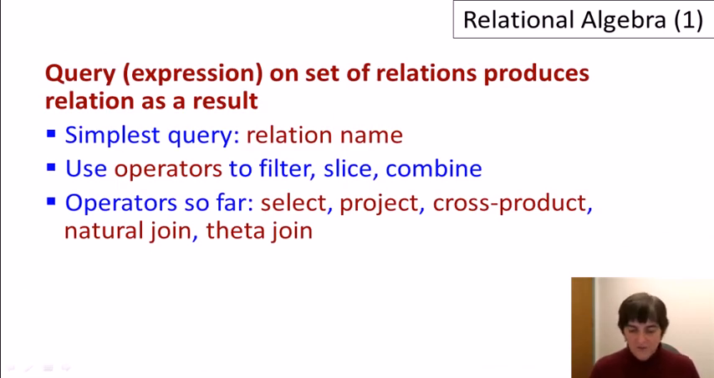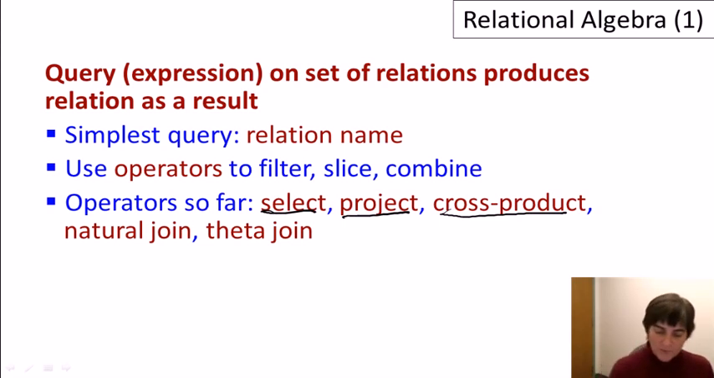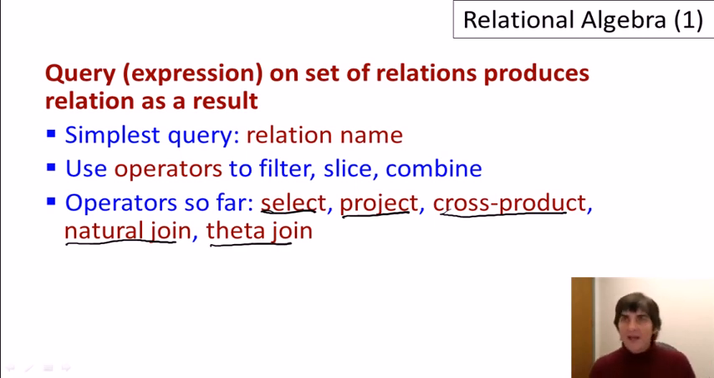So in conclusion, relational algebra is a formal language. It operates on sets of relations and produces relations as a result. The simplest query is just the name of a relation, and then operators are used to filter relations, slice them, and combine them. So far, we've learned the select operator for selecting rows, the project operator for selecting columns, the cross product operator for combining every possible pair of tuples from two relations, and then two abbreviations, the natural join, which is a very useful way to combine relations by enforcing equality on certain columns, and the theta join operator. In the next video, we'll learn some additional operators of relational algebra and also some alternative notations for relational algebra expressions.